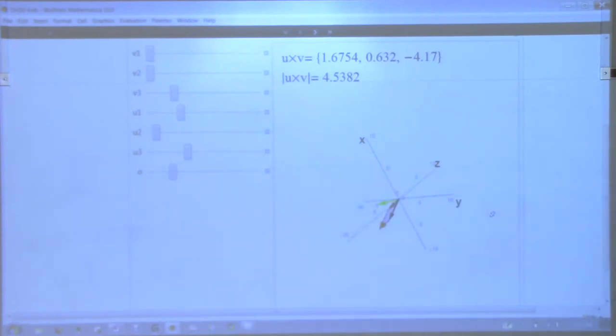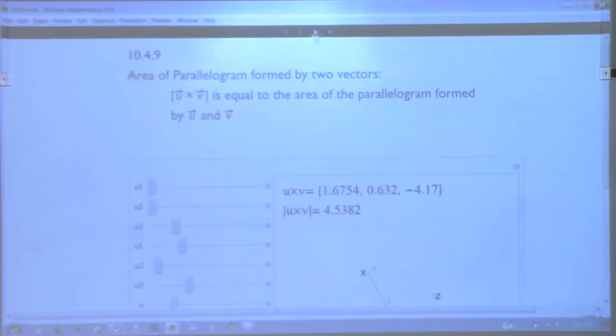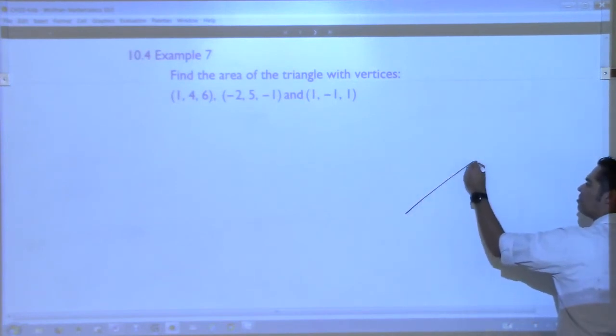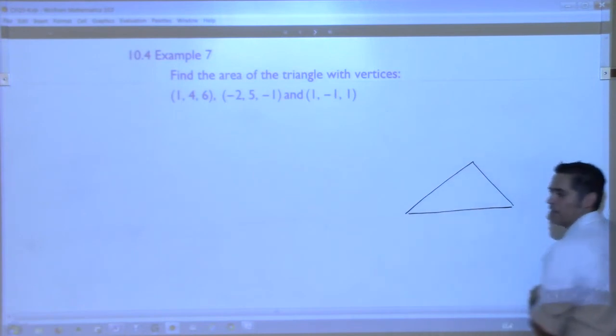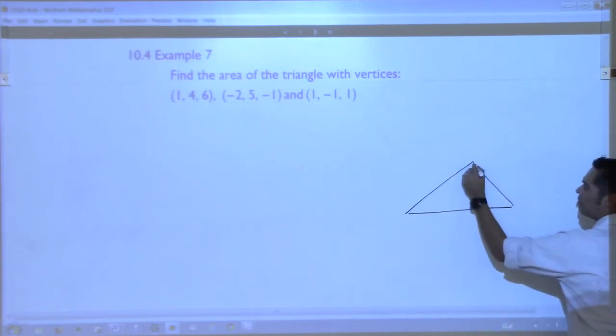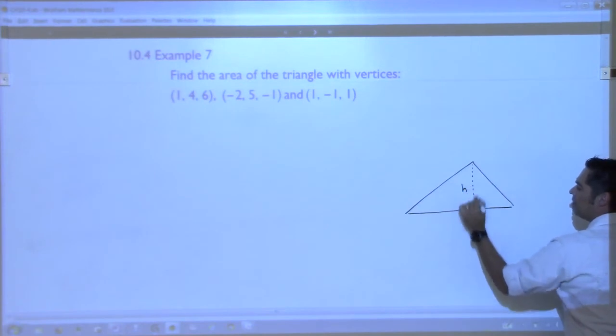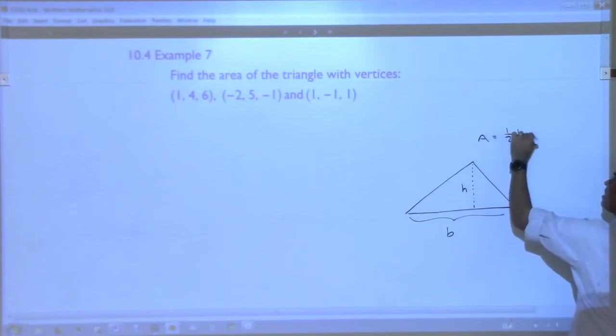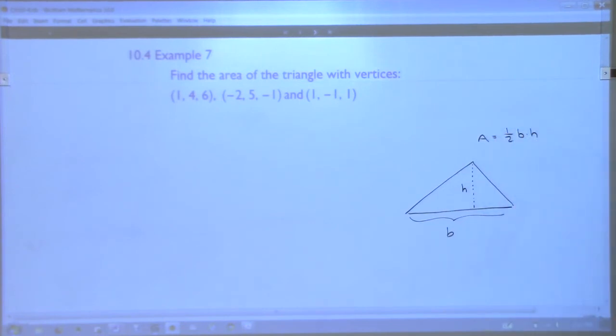Now how is this useful? Do we all know how to find the area of a triangle? We all know that, like in pre-cal, if somebody gives you a triangle, it doesn't have to be a right triangle, and you want to find the area of it, you would need to know this height, and you would need to know the base, and then you could use area is 1/2 base times height.